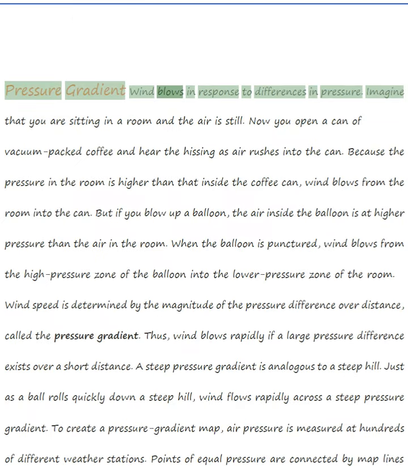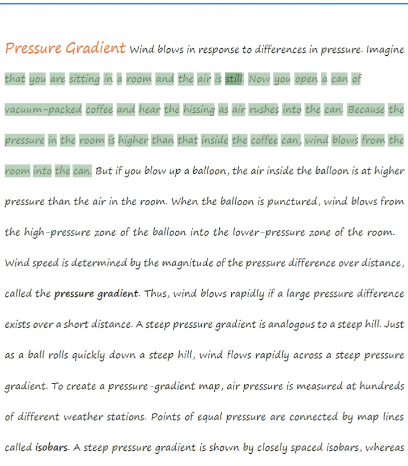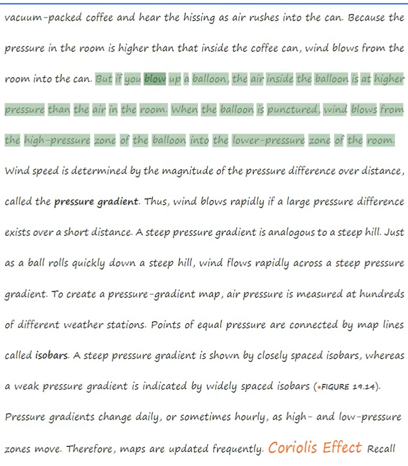Pressure gradient wind blows in response to differences in pressure. Imagine that you are sitting in a room and the air is still. Now you open a can of vacuum-packed coffee and hear the hissing as air rushes into the can. Because the pressure in the room is higher than that inside the coffee can, wind blows from the room into the can. But if you blow up a balloon, the air inside the balloon is at higher pressure than the air in the room. When the balloon is punctured, wind blows from the high-pressure zone of the balloon into the lower-pressure zone of the room.